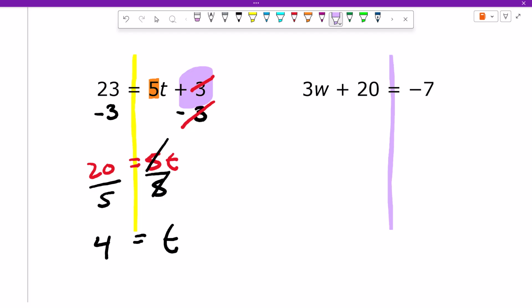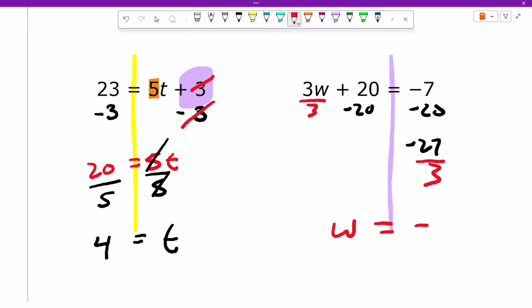20. Add 20 or minus 20? Minus 20. So this is often what I see. So don't write this down. So you have minus 20 here, minus 20 here. People go minus 27. Then they go, okay, I need to get rid of this 3 next. And they go divide by 3, divide by 3 like this, and they'll say w equals -9. They get the right answer, but that's ridiculously hard for somebody else to look at this and follow what's happened.